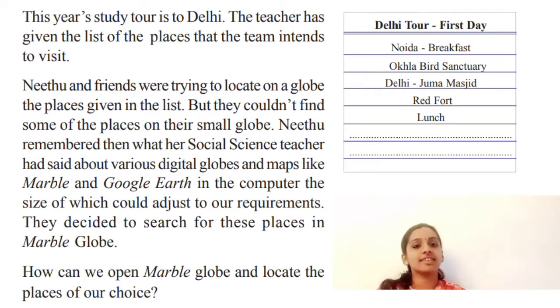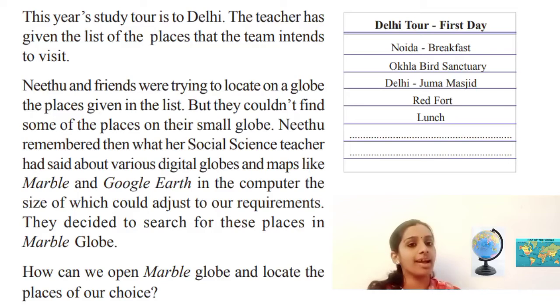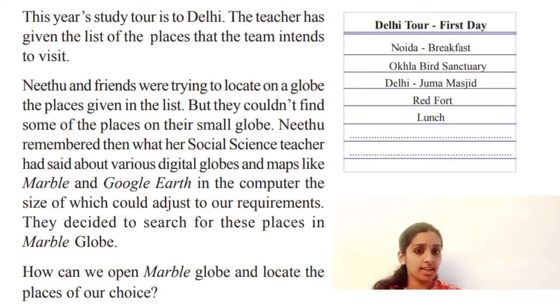The teacher has given the list of places where they wish to go. And you can see that Needu and her friends are trying to locate the places on the globe and the map. But did they succeed? No. Why? Yes, because the globe size is very small and we couldn't locate the places according to our requirements. At that time, they remembered that their social science teacher told them that there are a lot of digital maps and globes which can be seen in the computer.